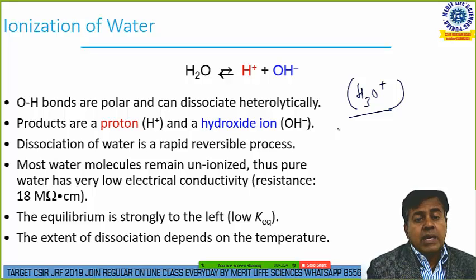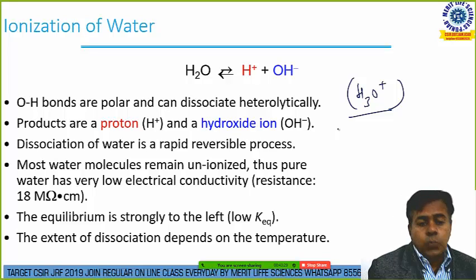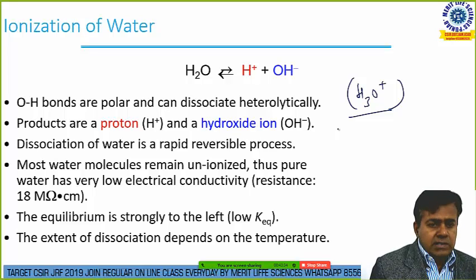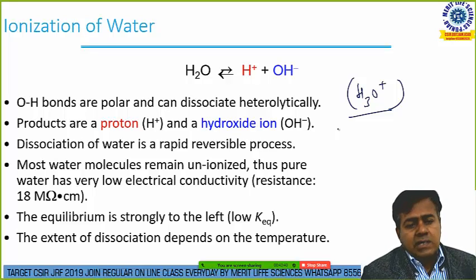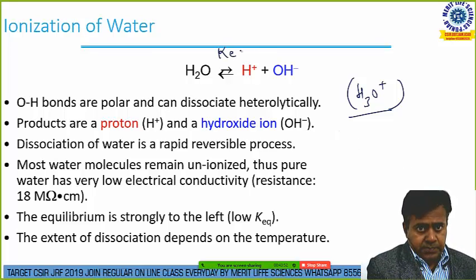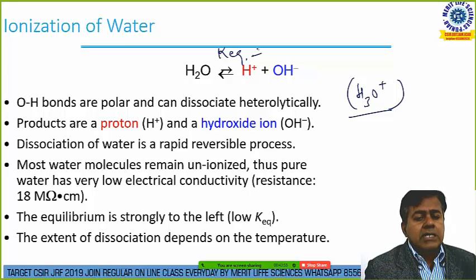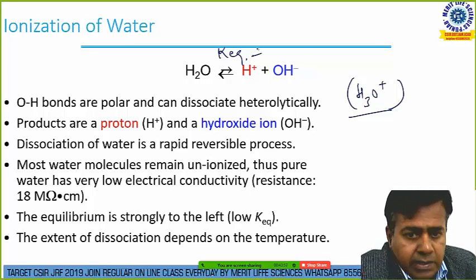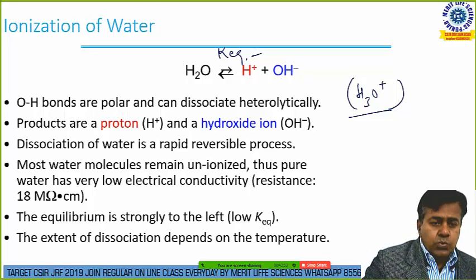So dissociation of water is a rapid reversible process, and if you are talking about the electrical conductivity, this is very low. Why is this low? Because ionization is very weak, so electrical conductivity is also very low. If electrical conductivity is very high, then you can expect very high dissociation, right? And also if you go for the calculation, whatever the equilibrium constant is, it is represented by K equilibrium, right? And is K equilibrium high or low? This is very low.